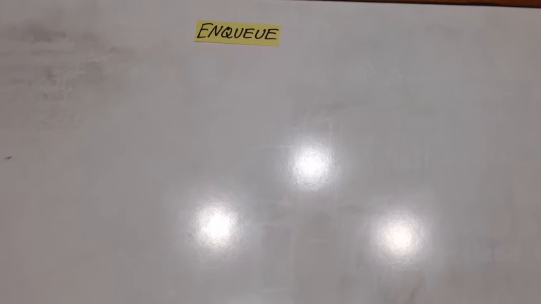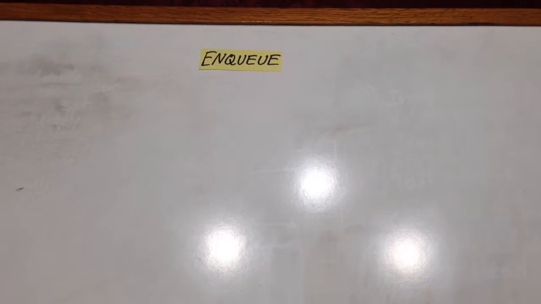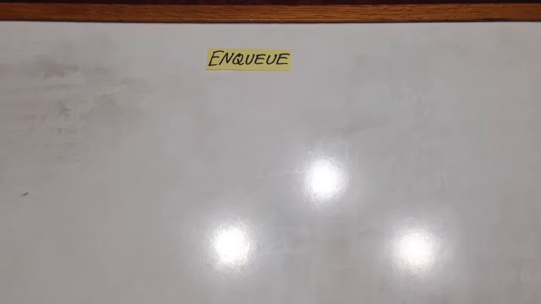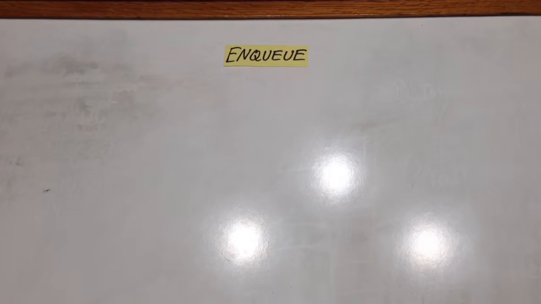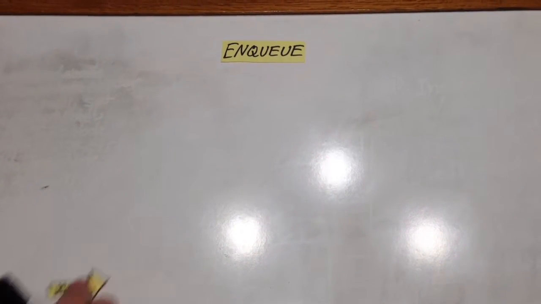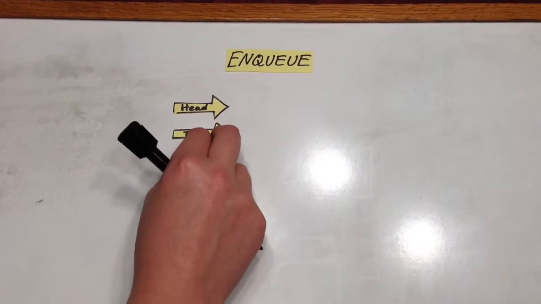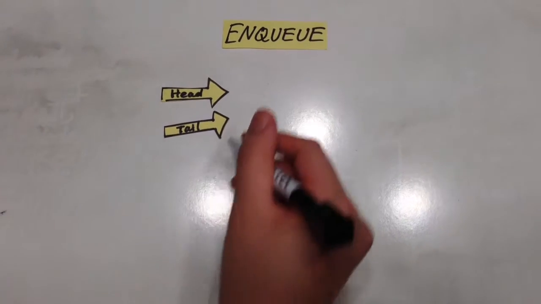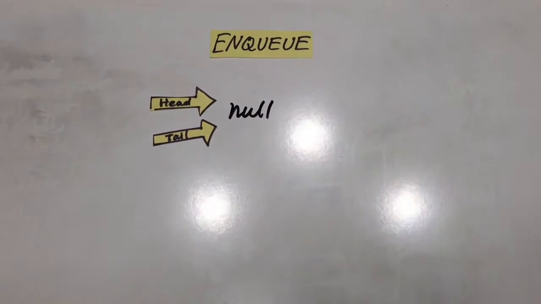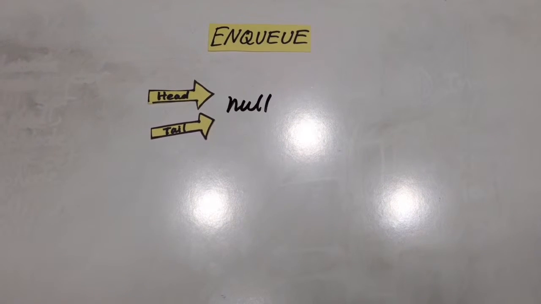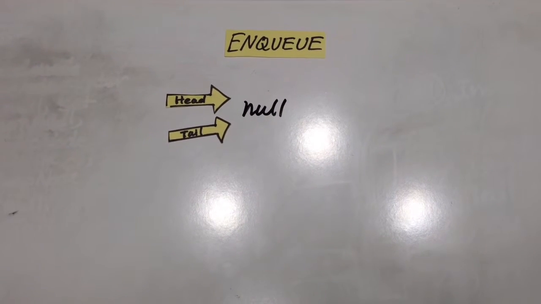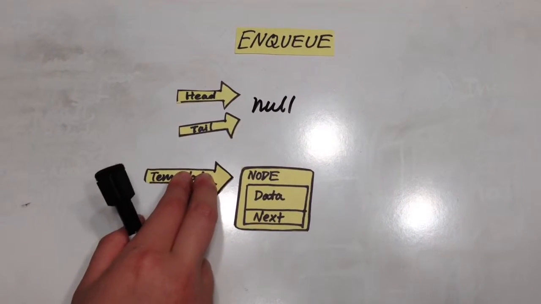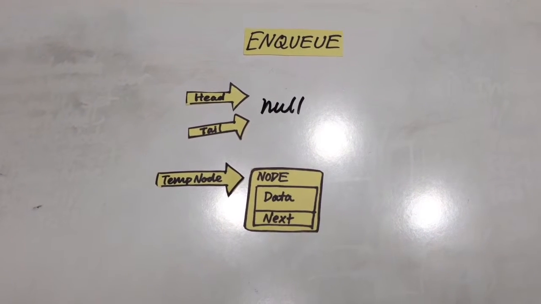I'm going to be going over the algorithm of the enqueue method. So we're going to start off with an empty queue data structure. So in that queue, we're going to have head and tail properties or reference variables, and they're going to be pointing to null. So if we want to enqueue a node into the queue, we have to instantiate that node. So we're going to instantiate that node with a temp node reference variable.